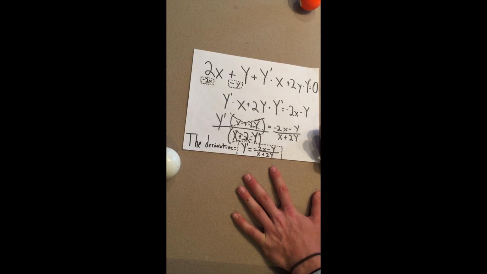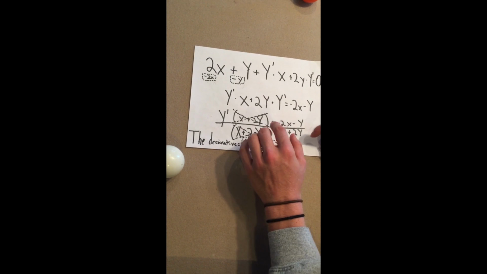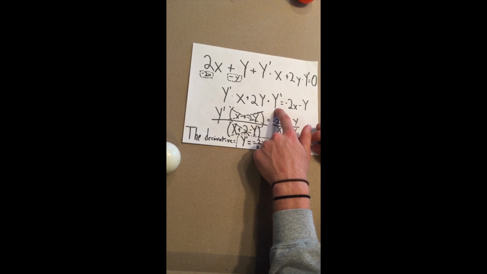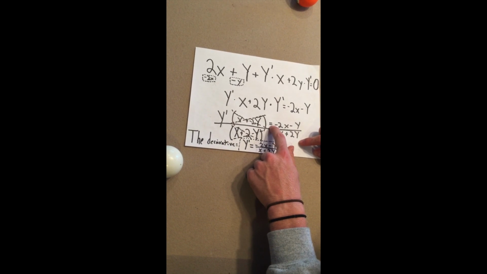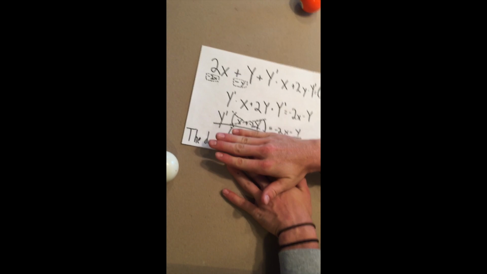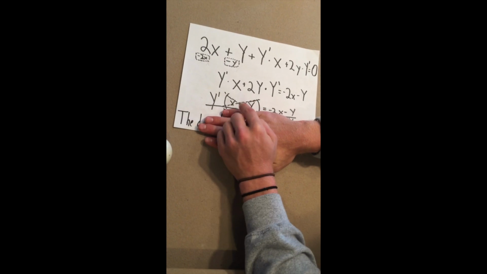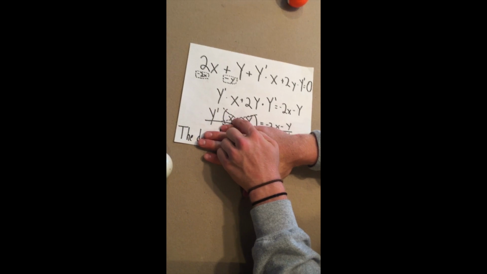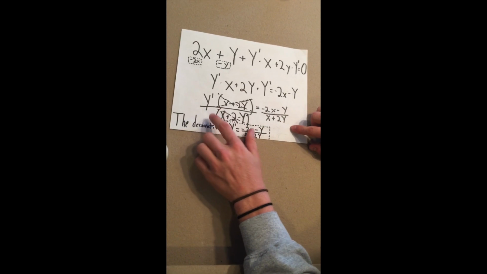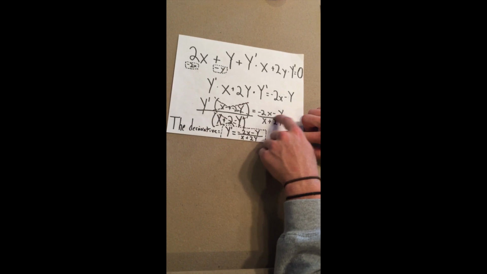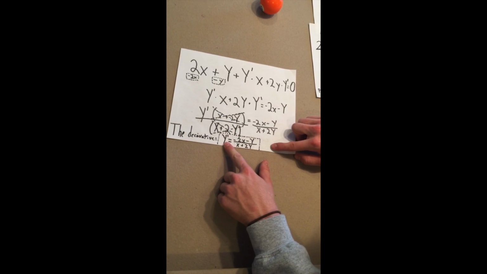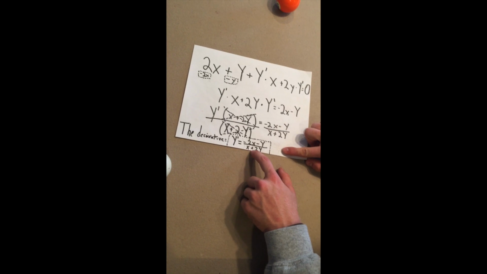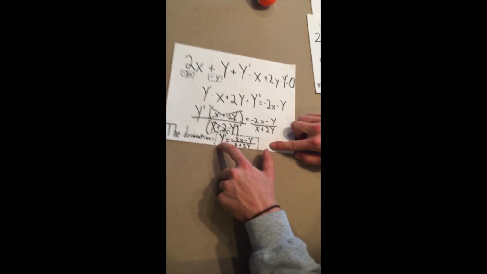Next, you've got to pull out the y prime. So you pull it out, and it gives you y prime times x plus 2y equals negative 2x minus y. And then, to get this alone, you divide over to this side, which I did here. I crossed it out because that's after you do that. So you divide it over, and y prime gives you negative 2x minus y over x plus 2y. That's the derivative.